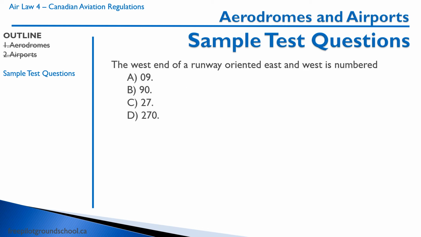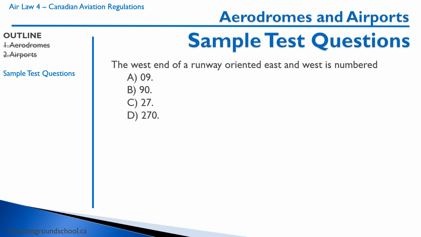Here's a question that I apologize, I don't think I talked about in this lesson, but it is covered in other lessons in, I believe, flight operations. So the west end of a runway oriented east and west is numbered. So I don't know if you can recall from your reading anyway, that runway markings, the numbers on the runways, correspond to the degrees that you're heading. So here we're on the west end of a runway. So the west end of a runway means we're pointing east, and east is 90 degrees.